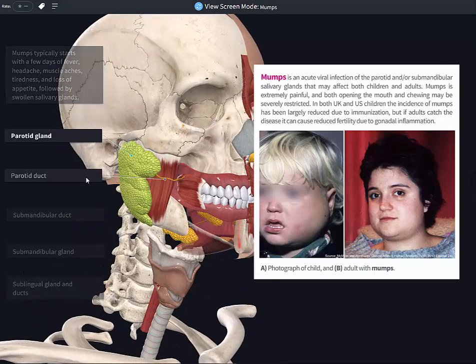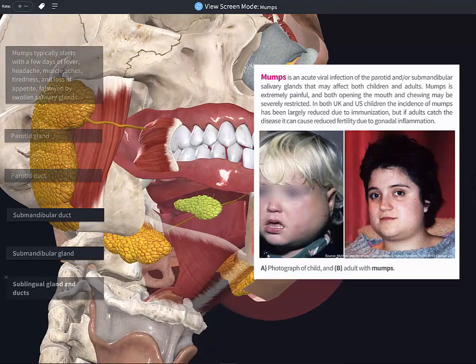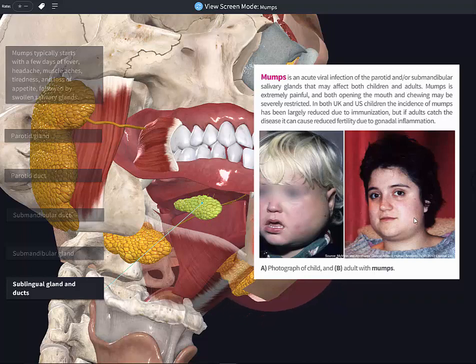Here's your parotid gland, there's the parotid duct, here's the submandibular duct, and the submandibular gland, and the sublingual gland and ducts, right? So mumps is really, really painful, and so opening your mouth is going to be severely restricted. You can see here this individual and this one here, they have big swollen cheeks. That must be very, very painful. This is an adult, this is a child here.